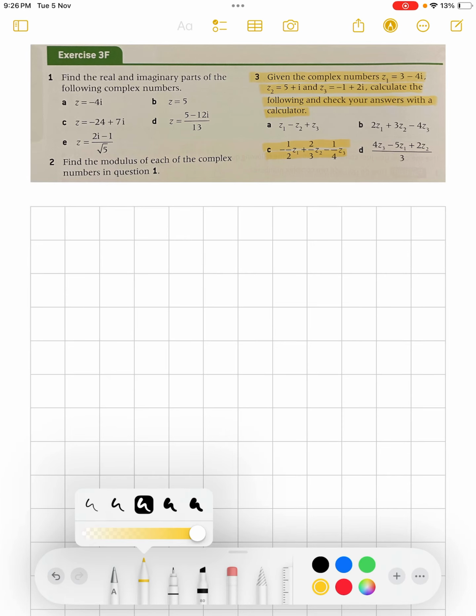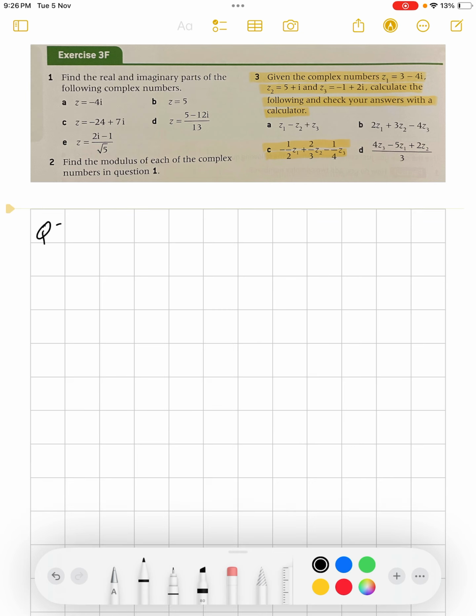We'll be looking at exercise 3F, and in this recording we're looking specifically at question 3C. And it's a little bit more interesting, this one. It says, given the complex numbers Z1 is 3 minus 4i, Z2 is 5 plus i, and Z3 is negative 1 plus 2i. Calculate the following and check your answers with a calculator. Well, I'll leave you to check that on the calculator, but let's see how we go with this calculation.